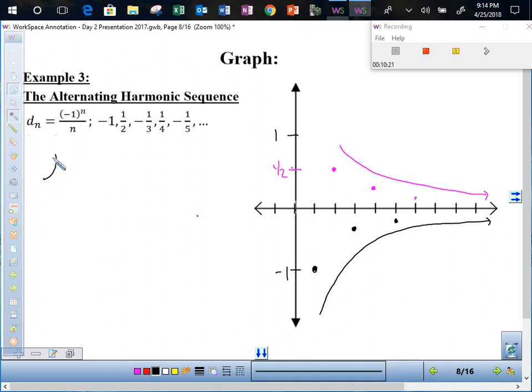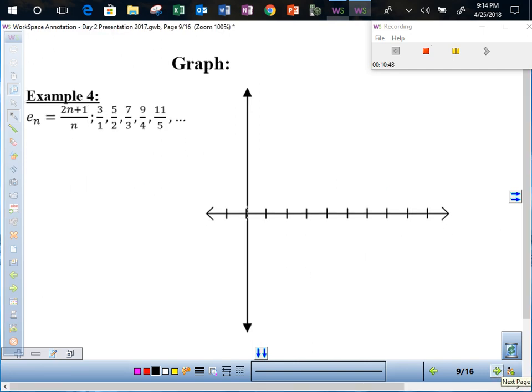So I'm going to say this, the limit as n approaches infinity of d of n, that happened to be the name of our function, continues to get smaller and smaller and smaller. It approaches the x-axis. So I'm going to say that that limit is 0. So you're looking at the y value that we approach.